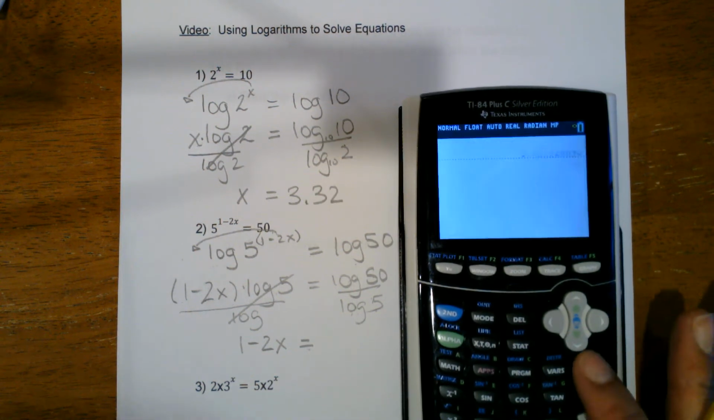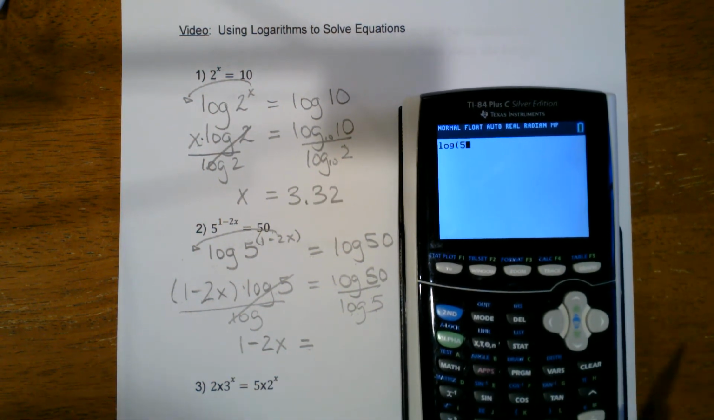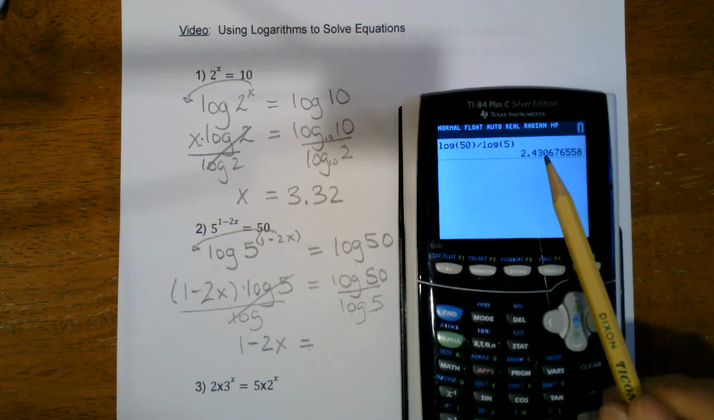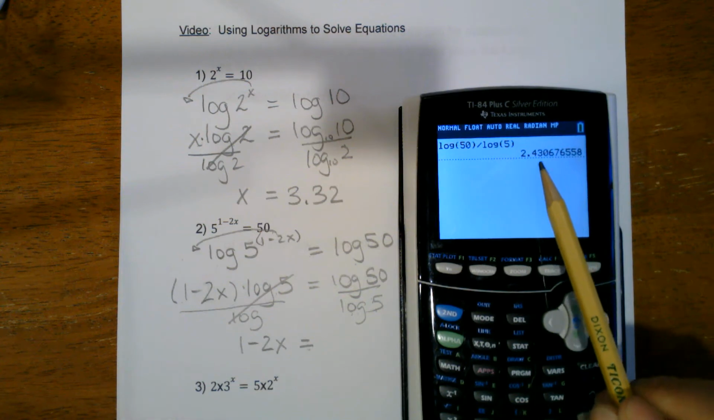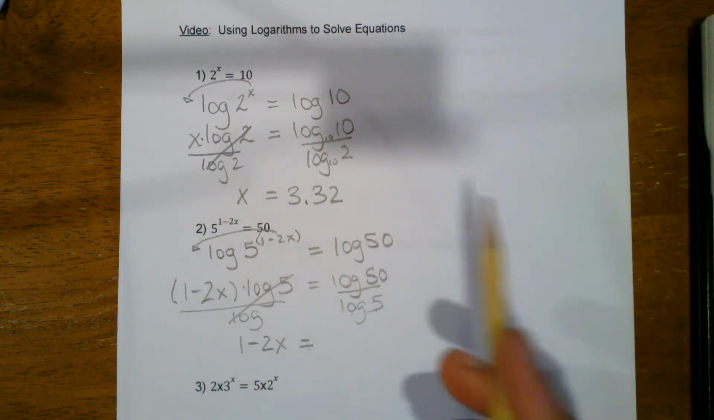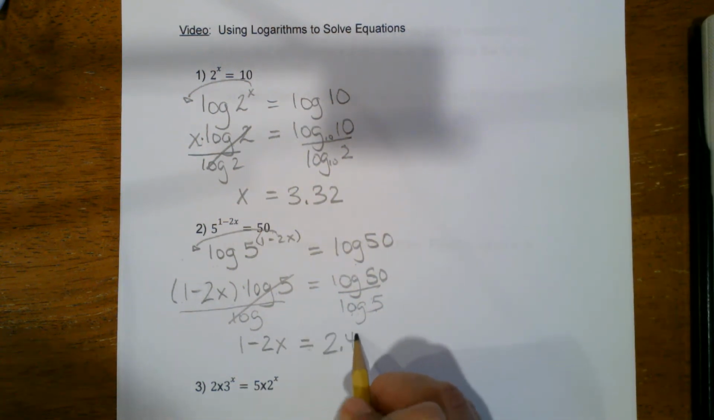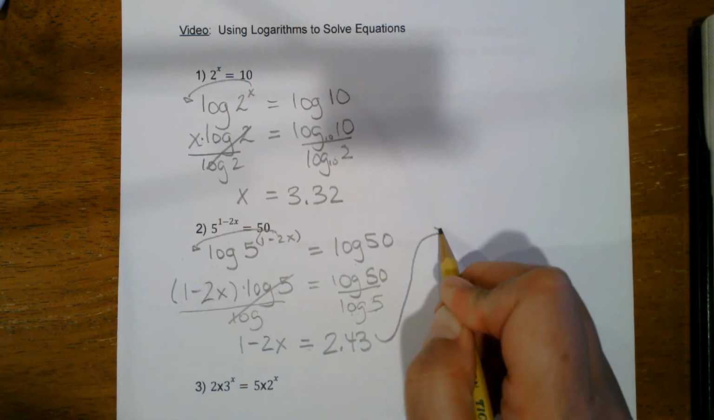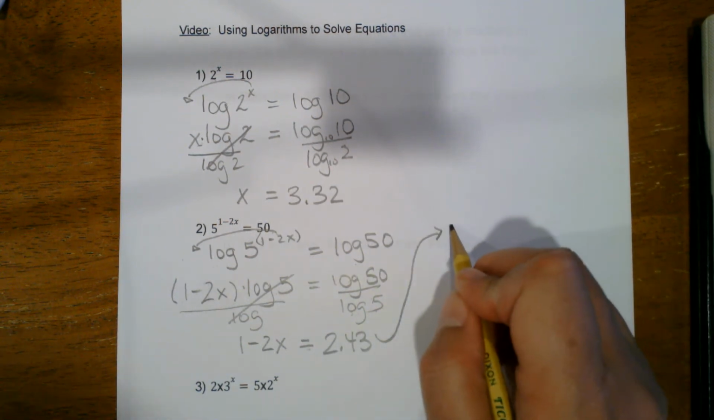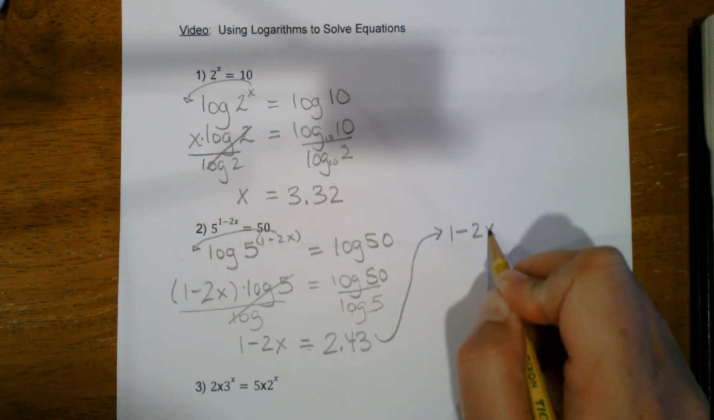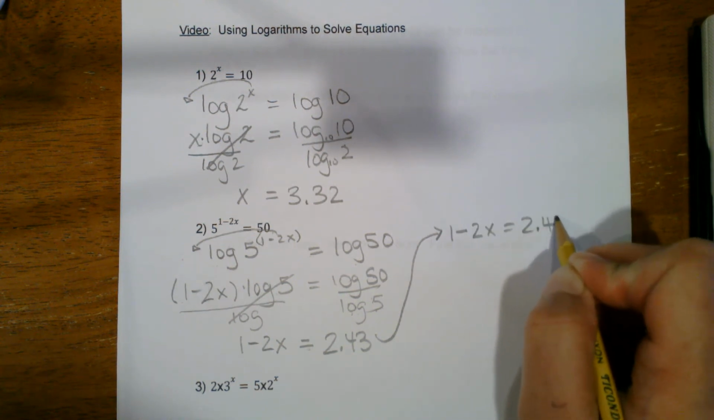Let's do this in the calculator. So let's do log of 50, close your parentheses, divided by log of 5, close your parentheses. We get 2 point, now let's do 3 significant figures, 1, 2, 3. This 0 just is going to leave that 3, so 2.43. I'm just going to go up here because you know me, I write really big. So we're now at 1 minus 2x equals 2.43.